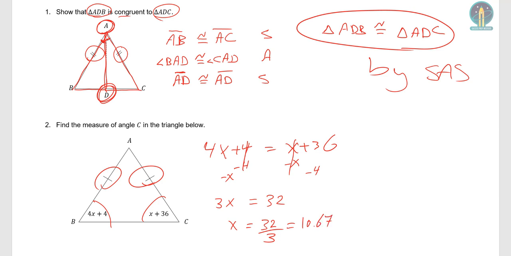So then to find angle C, we have x plus 36, which is 10.67 plus 36, which is 46.67 degrees. And this is it for this concept. See you in the next video.